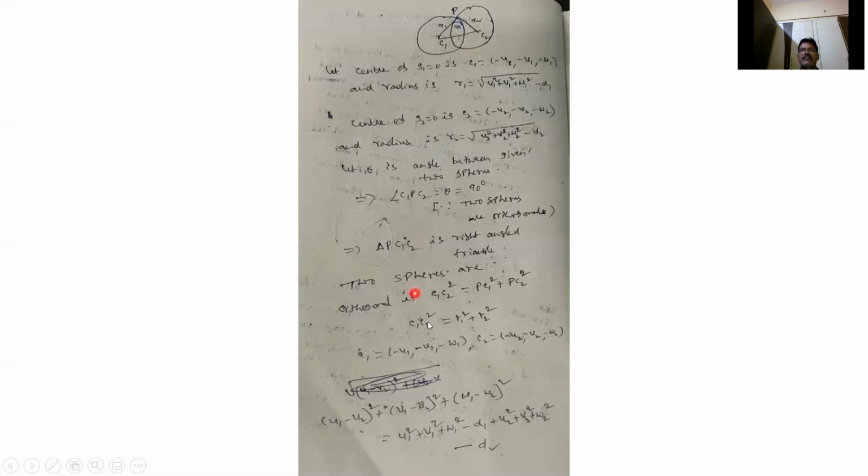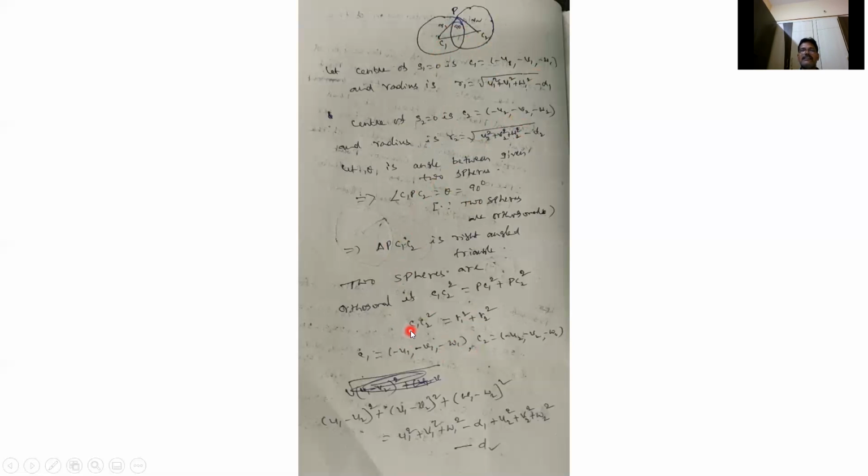So C1C2 square equals R1 square, since PC1 means the radius of the first sphere, and PC2 means the radius of the second sphere, plus R2 square. C1C2 square is the distance between these two centers. Center C1 is (-u1, -v1, -w1), and center C2 is (-u2, -v2, -w2).